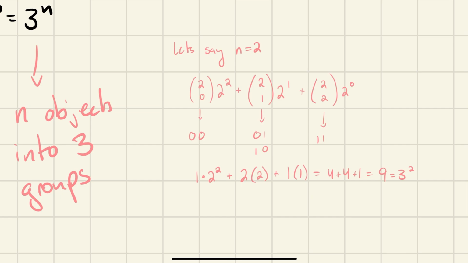And then the math at the bottom: for n choose 0, that's 1 times 2 to the power 2, plus 2, n choose 1, times 2 to the power of 1. And then we have 1 times 2 to the power 0, which is also 1. So we get 4 plus 4 plus 1, which is 9, which then is 3 to the power 2.